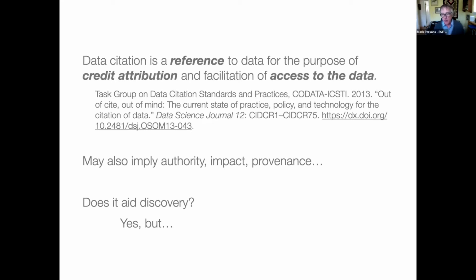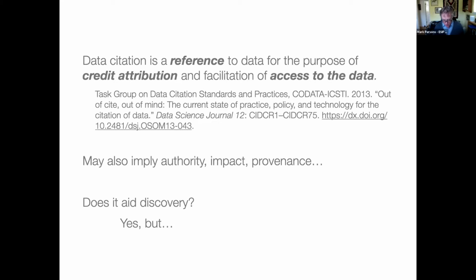And then citation has other purposes, implied purposes as well, such as: it may imply some level of authority, may imply some level of permanence, may be used to measure impact or track provenance. But does it aid discovery? So that's kind of what I want to ask. First, I want to make sure that when you're talking about citation, you mean all these things: reference, credit, and access. And then how does it relate to discovery?